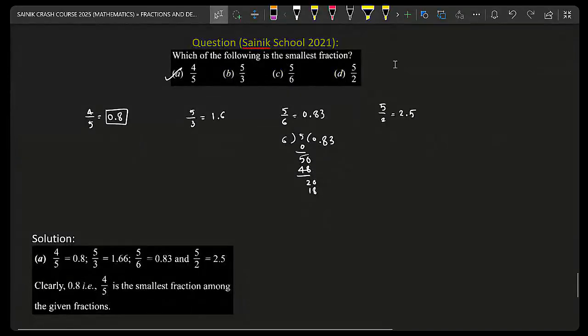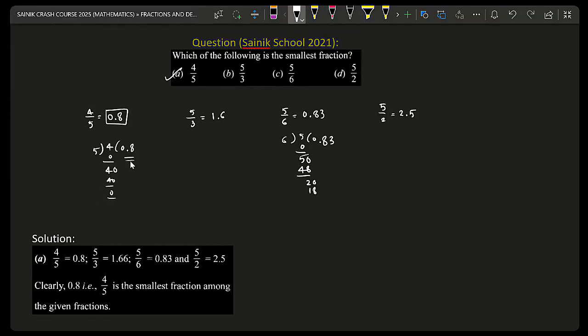Just convert all of the fractions into decimal form. 4 by 5, you know how to convert into decimal form? You know division, right? Like 4 you can divide by 5. 5 zeros are 0, remainder is 4. Use the decimal point, it will be 0. 5 eights are 40, remainder 0. We got 0.8. Like that you can convert all the fractions to decimal form. Then you can choose the smallest fraction. 0.8, 1.6, 0.83, 2.5, which is the smallest decimal here?